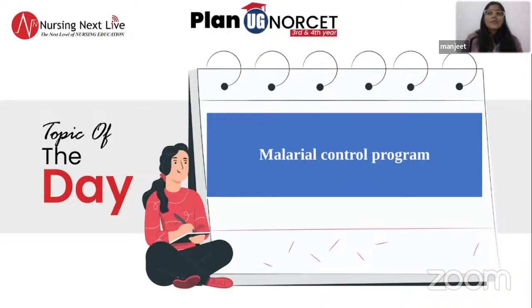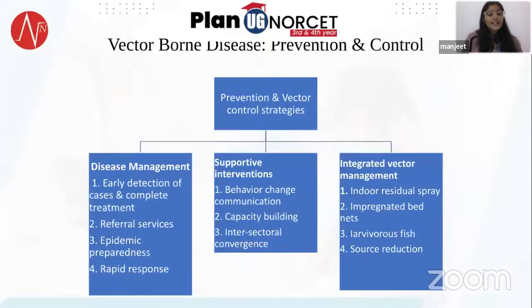Okay, so we'll be discussing each of the elements in detail, but before that, let's recall that whenever the examiner asks you what are the preventive and control strategies in National Vector Borne Disease Control Program, you have to write the answer under three subheadings. First is the disease management, second is the supportive interventions, and third is the integrated vector management. At the end of the class, if you remember these three terms and the strategies under them, I will be more than happy, because at least you will be able to write some part of the answer.